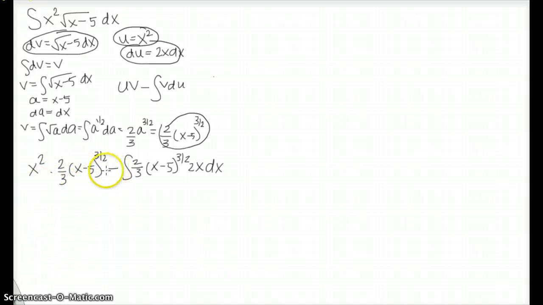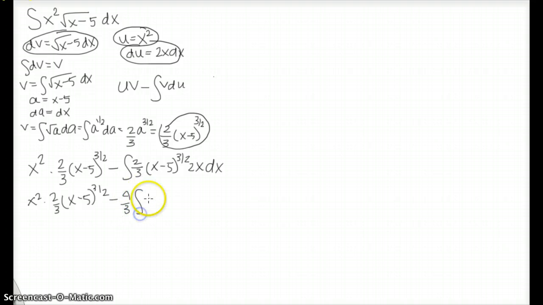Alright, so now from this point here, I'm going to try and make this integral a little bit easier to work with. So I'm going to multiply this 2/3 by this 2, and that's going to get me 4/3, and I'm just going to pull that out in front. So this part is still going to stay the same. And I'm going to have a 4/3 out in front here, and the x minus 5 is still going to be there, the x is still going to be there, and the dx.